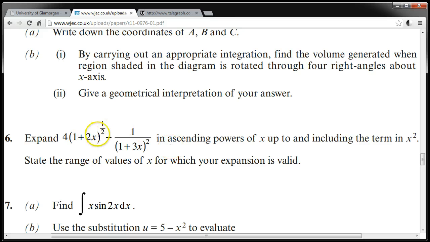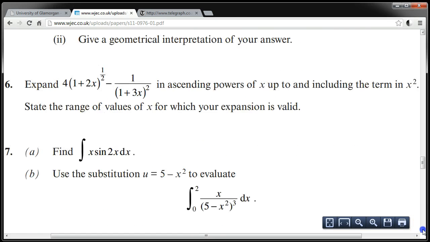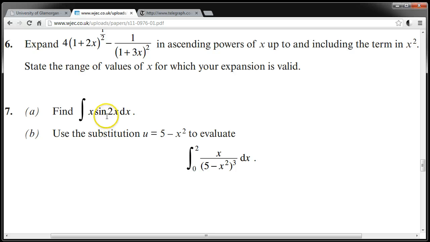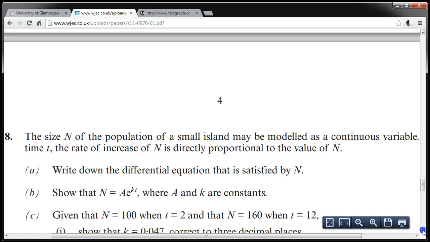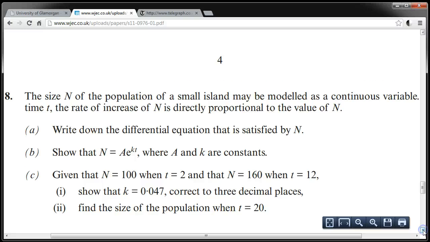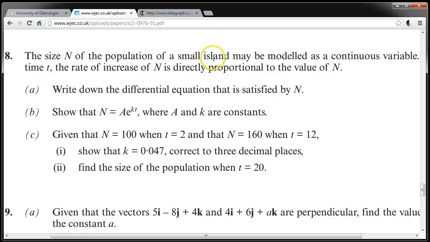Number 6, binomial theorem. Just use that to get this series expansion up to x squared. And the validity of the range as well needs to be mentioned. Integration by parts here, and then substitution on this one. So again, fairly standard for question 7. So it doesn't look like too many fears in this paper. All the questions seem very nice.